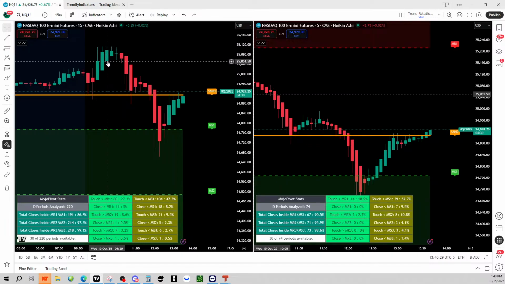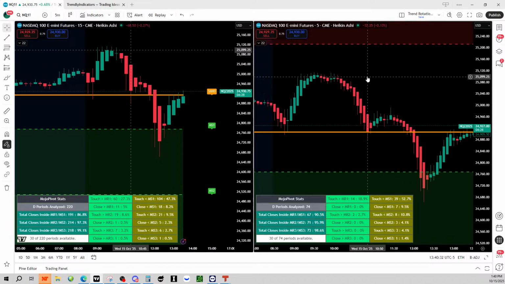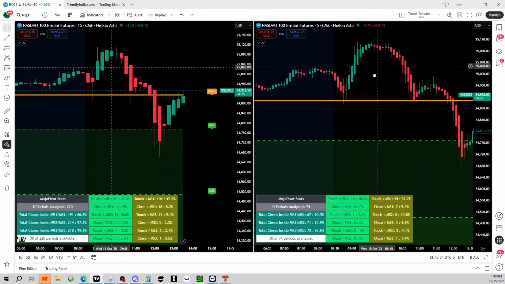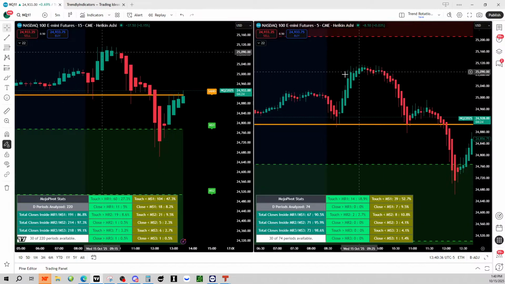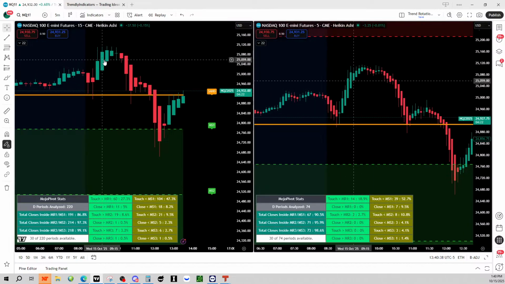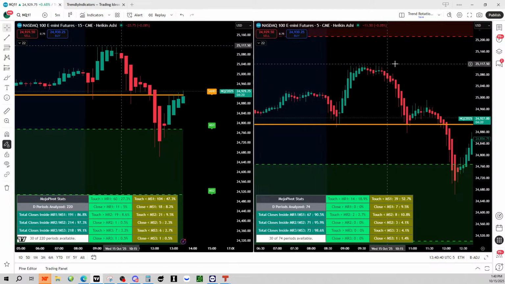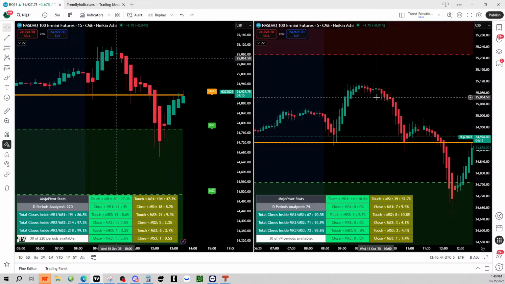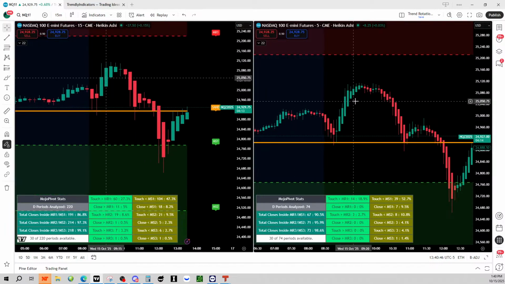So right here, I'm looking at, I'm short, right? I'm short, and you can see my crosshairs are lined up. If I move, it changes on each chart. You can see the time. My crosshairs change with both charts. So let's look at this.